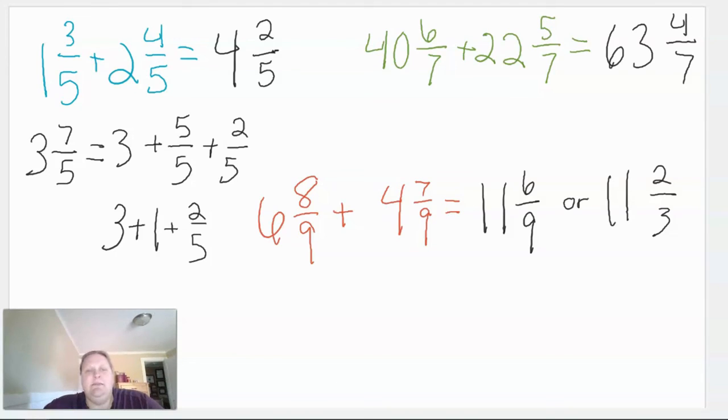Here's the answers. Now, on number 7, I hope you noticed that the numerator came out larger than the denominator. So you had to convert it to a mixed number. And we did that by making a 1 whole, 2/5, and then adding it together.